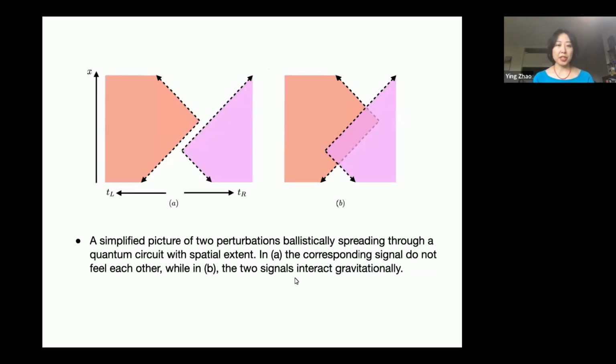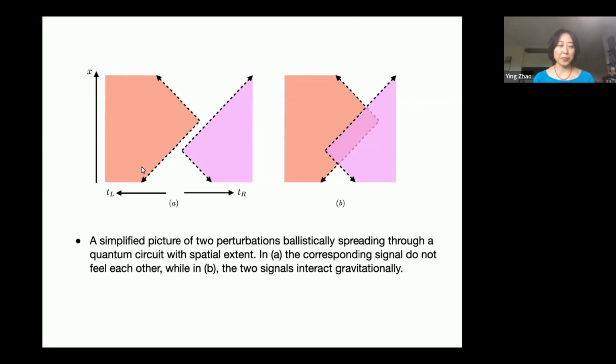Here is a cartoon picture, a quick summary of the basic idea. What I draw here is that the horizontal direction is the time direction and the vertical direction is the space direction. This will be clear later. When you send in a signal, there's a certain perturbation that grows in the spatial direction.